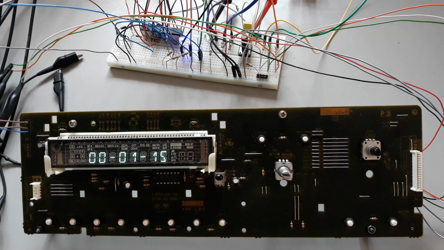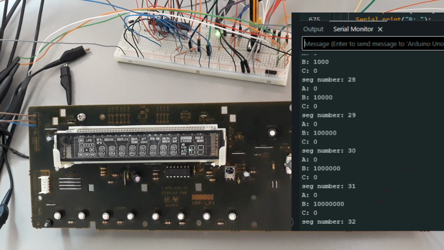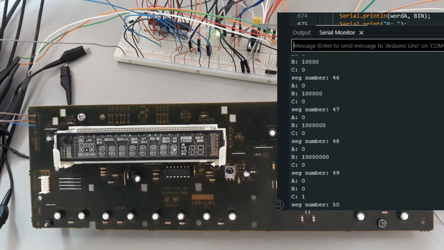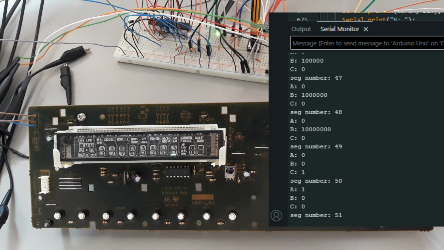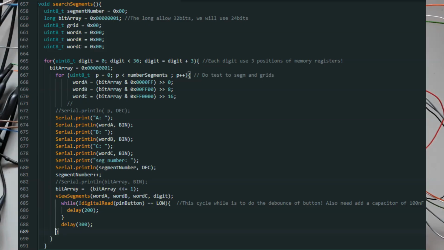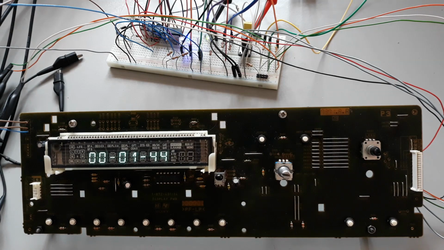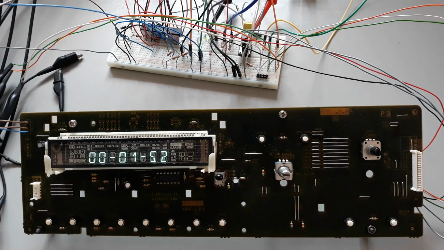To animate the VFD, the first step was to identify all the segments. This was done using a simple test code. This time, instead of using an interrupt on pin 2 or pin 3 of the Arduino, we used a different approach. We connected a push button to pin 11 and implemented a cycle that keeps the state active until the button is pressed again. It is important to remember that this block of code should be commented out after use. It is only intended for the segment and grid identification phase.